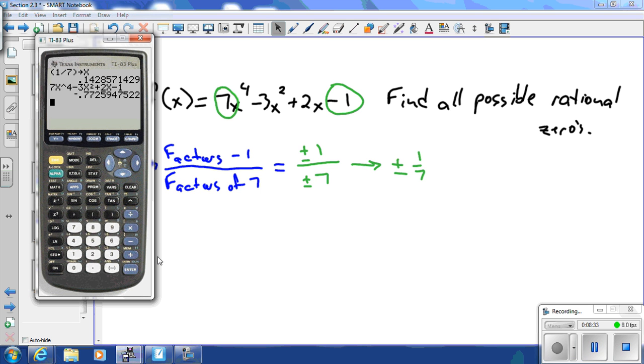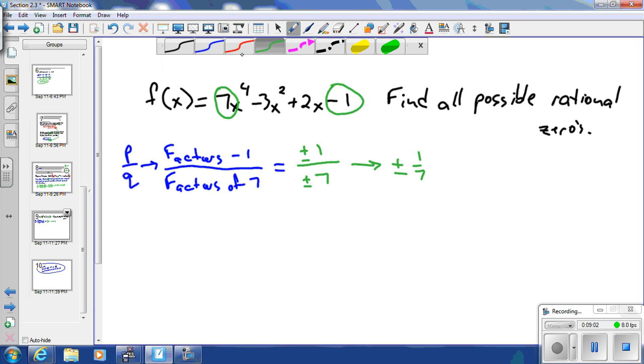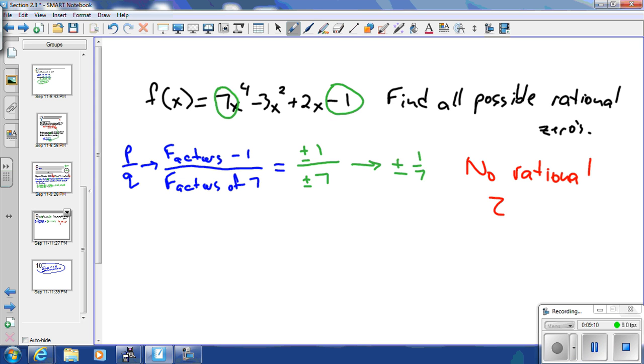So now I will try the negative 1/7. So I'll start with negative 1 divided by 7. Close the parentheses. I'll store that as the x. And now I'll bring up the command by hitting second enter a couple times. There's the function. Enter. I don't get 0 again. So neither one of these 2 are rational zeros. So my conclusion on this particular problem is going to be that we have no rational zeros. They must be irrational.